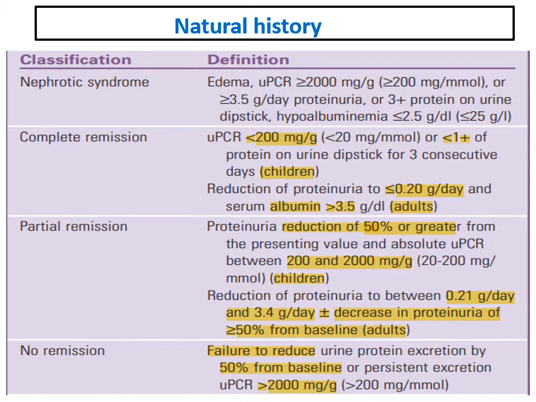Now let's talk about the natural history of the disease. The next two slides are very important definitions in our management of minimal change. You should know these definitions. They will help us during management to tell patients whether there is complete remission, partial remission, steroid dependent or steroid resistant. Very important to know these definitions.